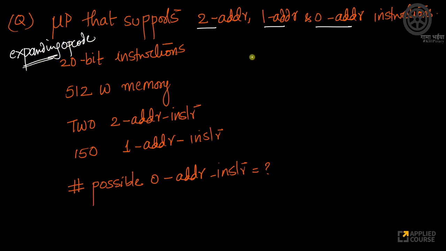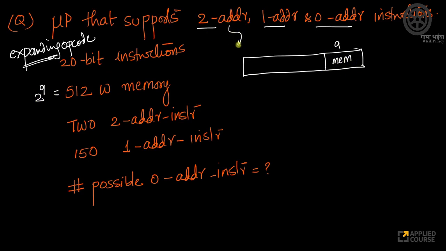I have 20-bit instructions, so my whole instruction is 20 bits. My memory is 512 words. What is 512? 2 power 9. So which means my memory location requires 9 bits, 9 bits for my memory location, where my operand 2 will be.